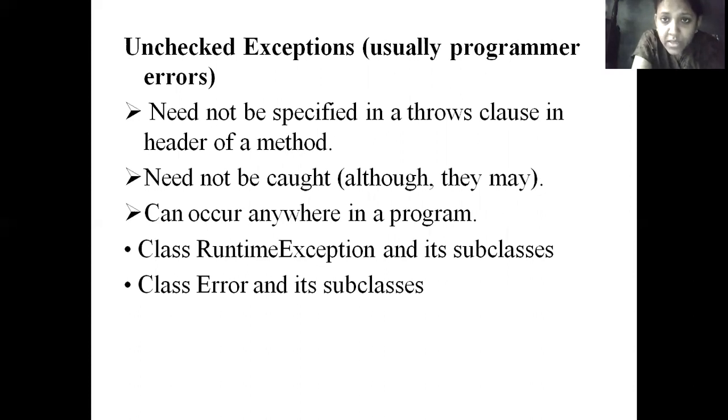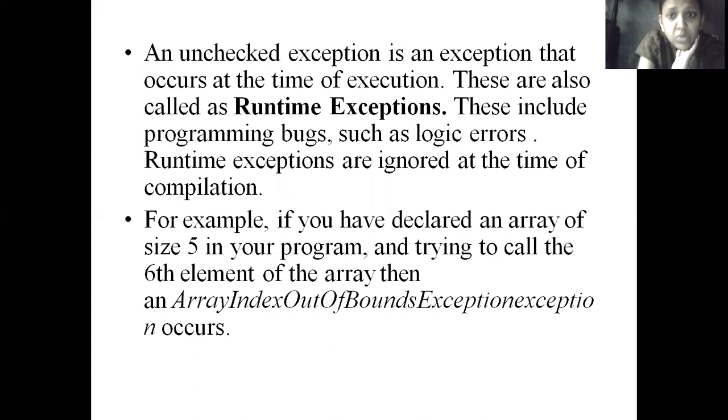Then come the unchecked exceptions. Here, usually programmer errors need not be specified in a throws clause in the header of a method, and need not be caught, although they may be. They can occur anywhere in a program. Class RuntimeException and its subclasses are under the unchecked exceptions, and class Error and its subclasses also come under the unchecked exceptions. So an unchecked exception is an exception that occurs at the time of execution. They are also called runtime exceptions.